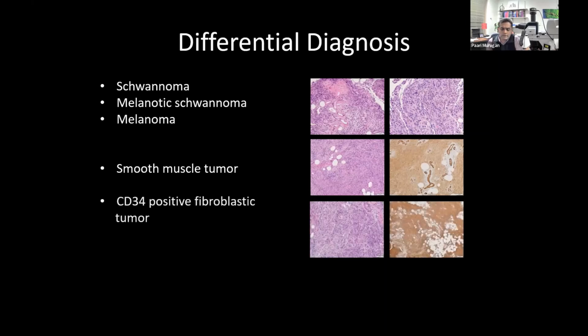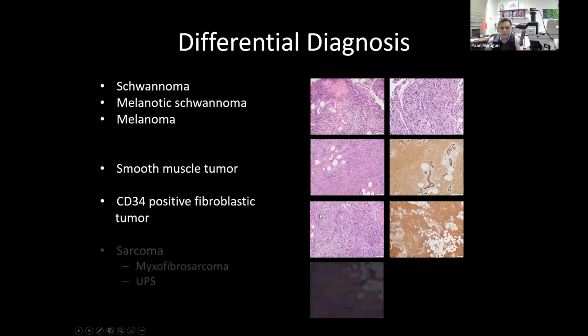And then there is this new entity called the CD34 positive fibroblastic tumor. And these tumors, in addition to the spindle cells, can also show the type of pleomorphism we saw in this tumor. And of course, as the name indicates, it's going to be CD34 positive. So that's in the differential diagnosis. However, most of these tumors are also positive for keratin, which this tumor was not.